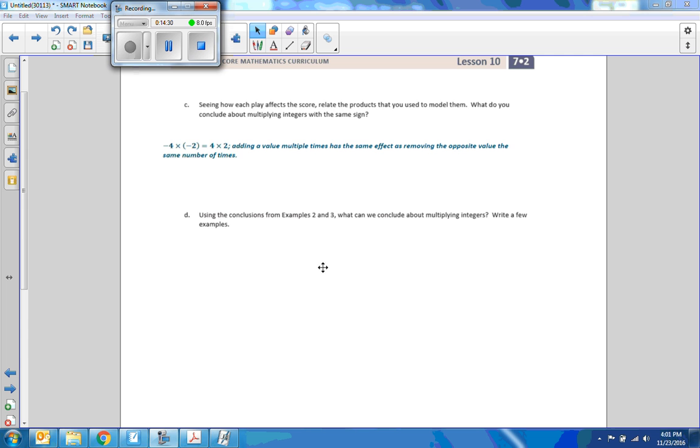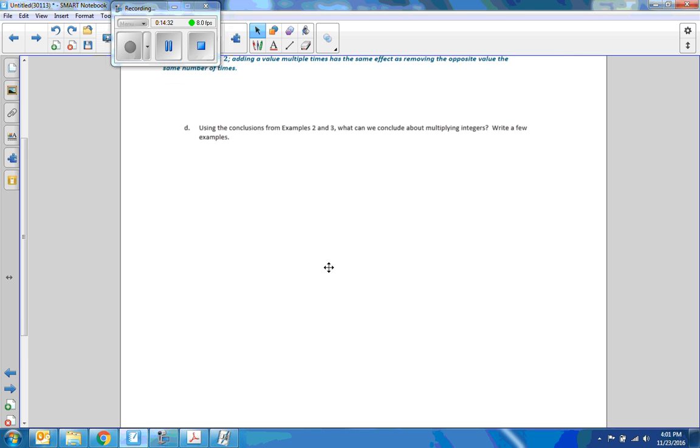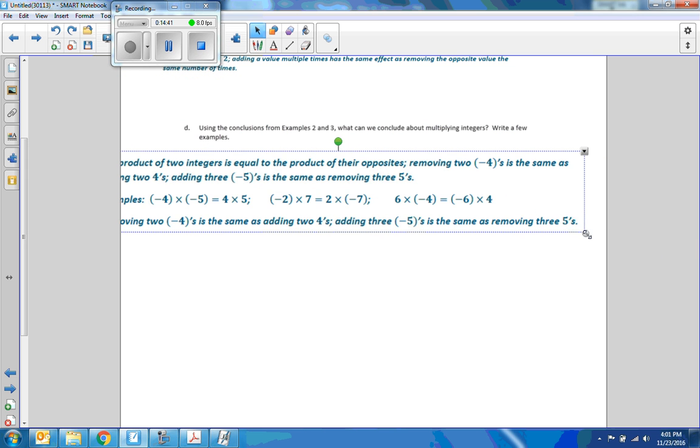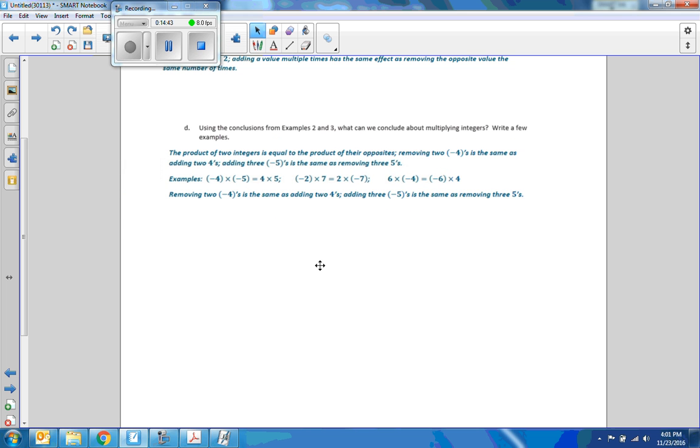Okay, D. Using conclusions from example 2 and 3, what can we conclude about multiplying integers? Write a few examples. So here's a few. The product of 2 integers is equal to the product of their opposites. Removing 2 negative 4s is the same as adding 2 positive 4s. Adding 3 negative 5s is the same as removing 3 positive 5s. And a few examples include -4 times -5 equals +4 times +5, -2 times +7 equals +2 times -7, and so on.